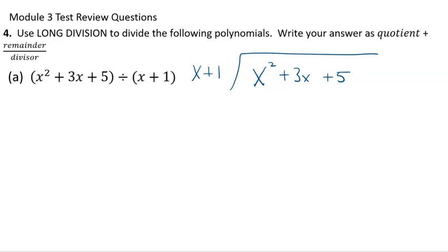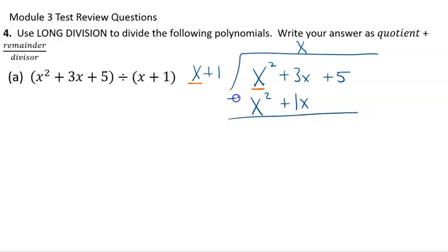So the first step, I asked myself, what do I multiply this x by to turn it into an x squared? And we know that is x. And I write the x right up above its like term, 3x right there. Now I use the distributive property. X times x is x squared. Again, I line up like terms. X times 1 is 1x. And I'm, once again, lining up like terms.